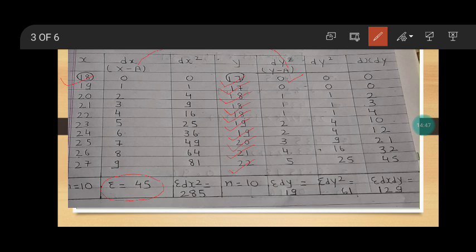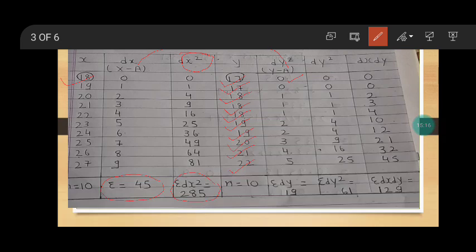Then the next step is to take the summation of this dx square. When you take the total of all these numbers, 0 plus 1 plus 4 plus 9 plus 16 plus 25 plus 36 plus 49 plus 64 plus 81, the total of summation dx square comes to 285.